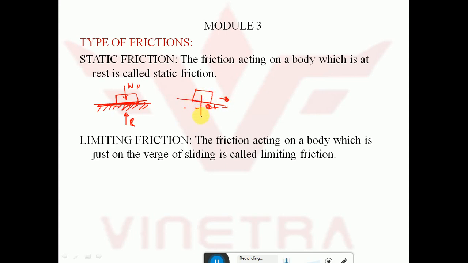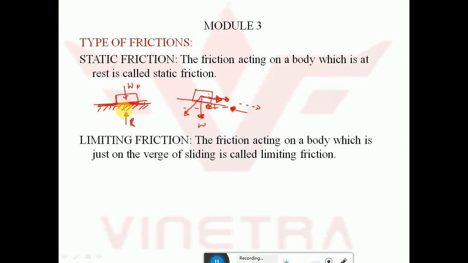This is the self-weight W acting in the downward direction. If I resolve this, one force will be in this direction and another force exactly perpendicular. Because of this component of force, this body should slide in this direction. But due to the friction between this body and the supporting surface, the resisting frictional force will develop here and it will not allow the body to move in that direction.